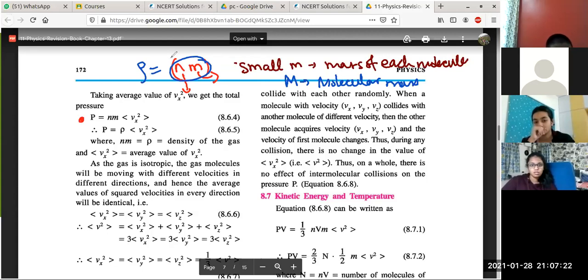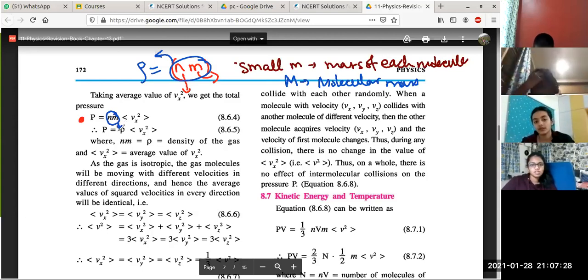Yeah. N m is density. That's what I was explaining. That N into m. So pressure is either N m Vx square, or density into Vx square, rho Vx square. Okay.